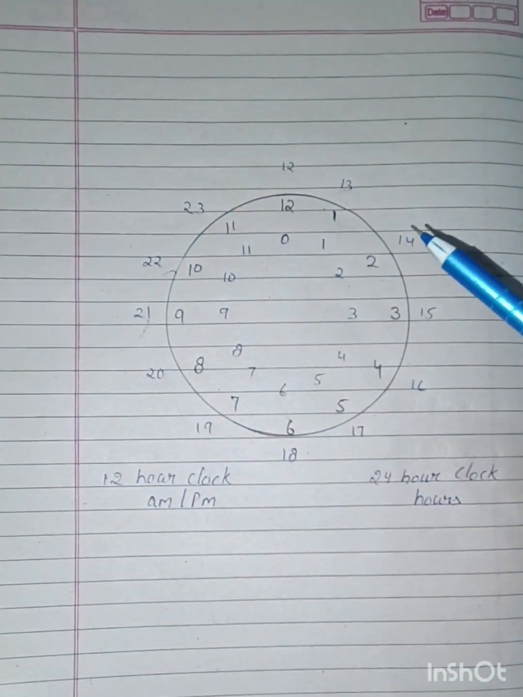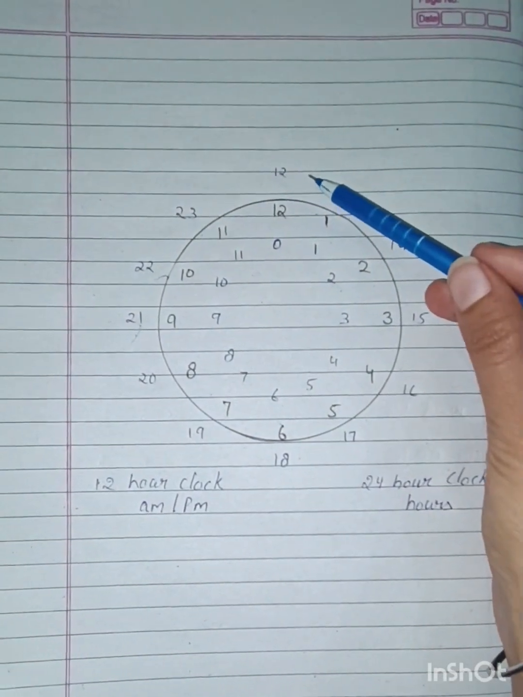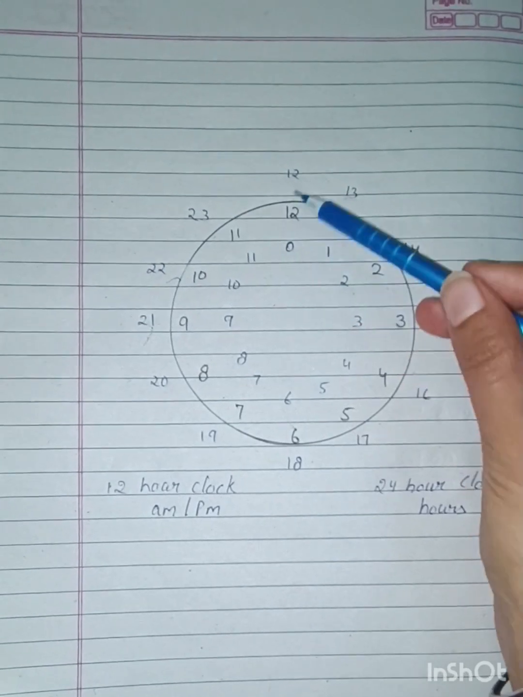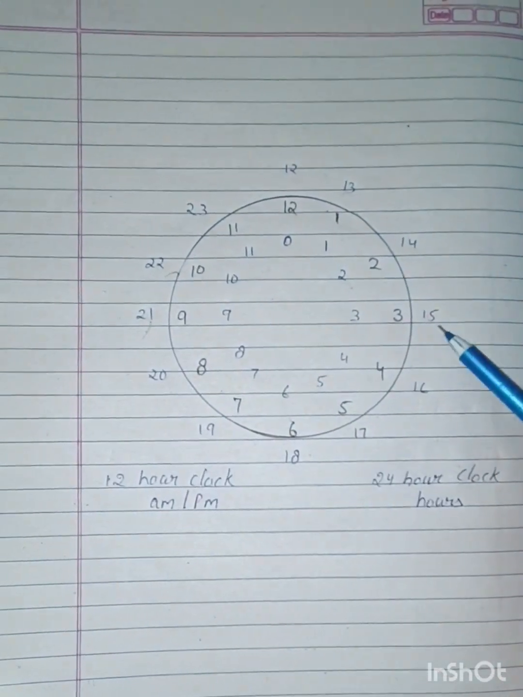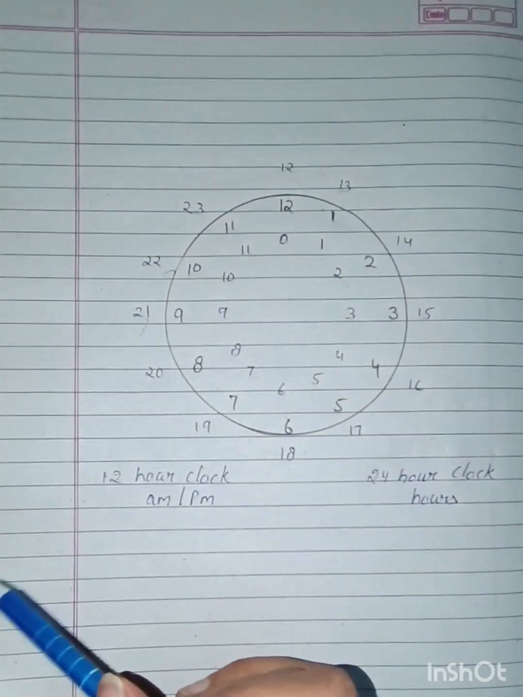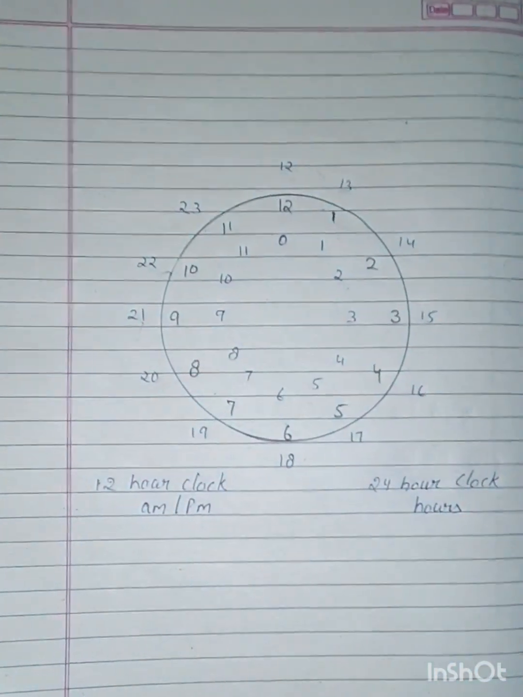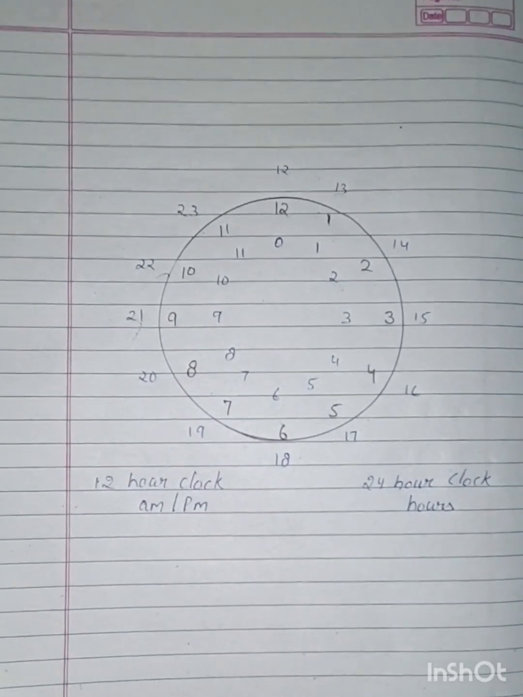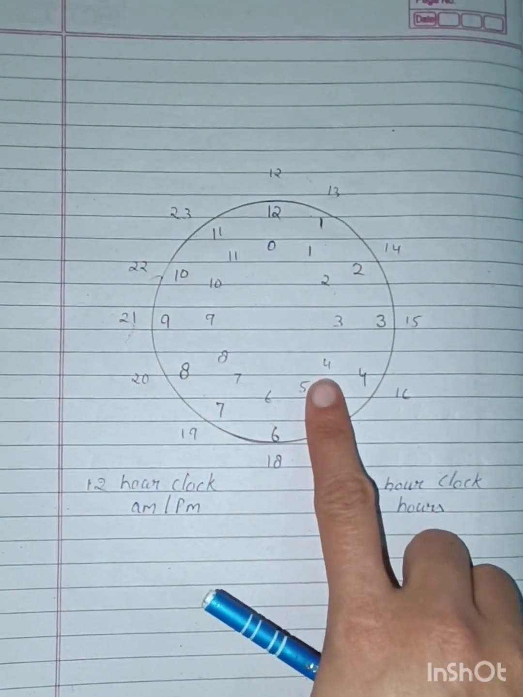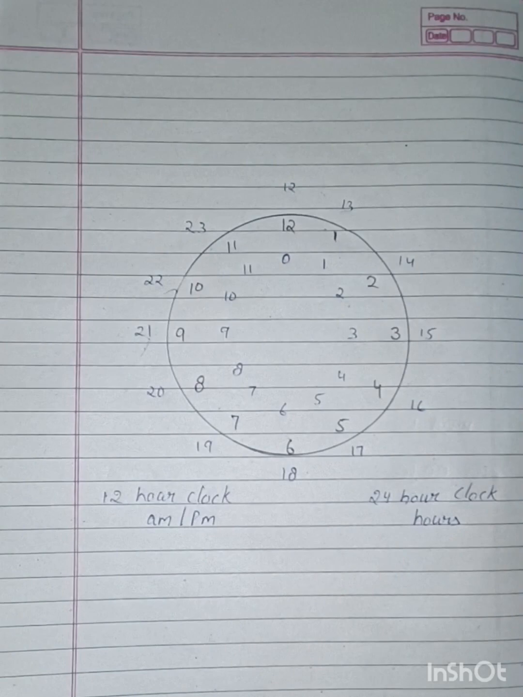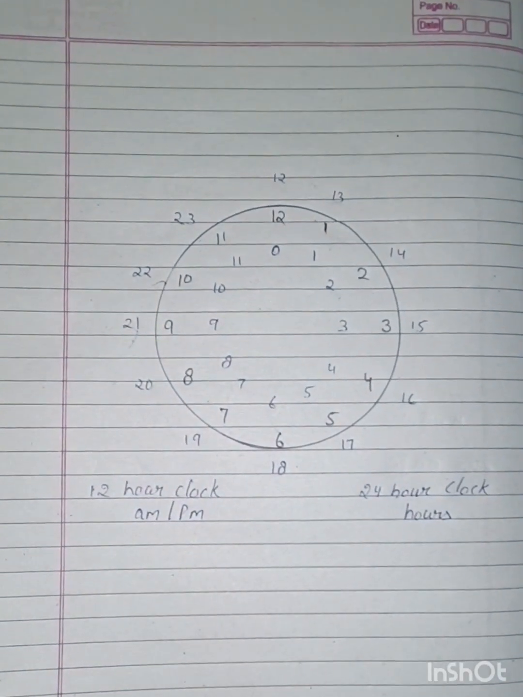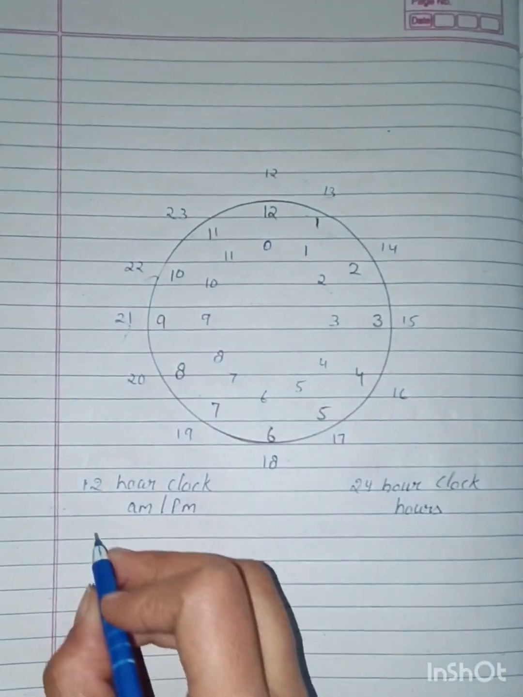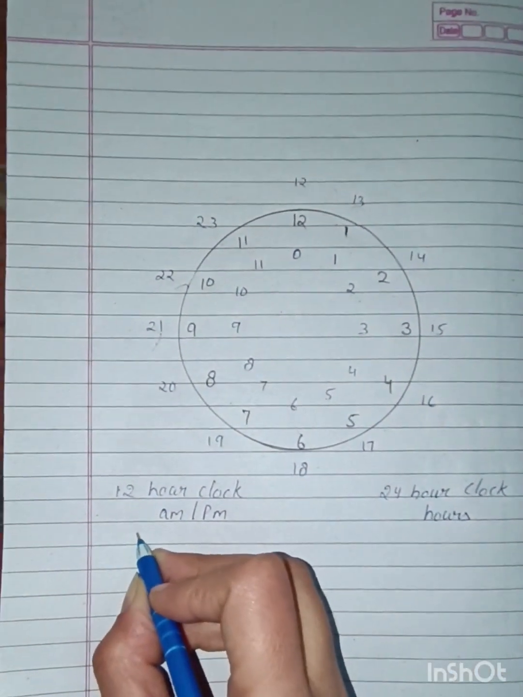And I have written some numbers outside the clock, like 12 in front of 12. What comes after 11? There is 12. Then 13, 14, 15. I have written everything clockwise. Now what we have to do is, if we want to find the time in AM, then we have to check inside the clock. Or if we want to find the time which comes in the PM section, then we have to look outside the clock.